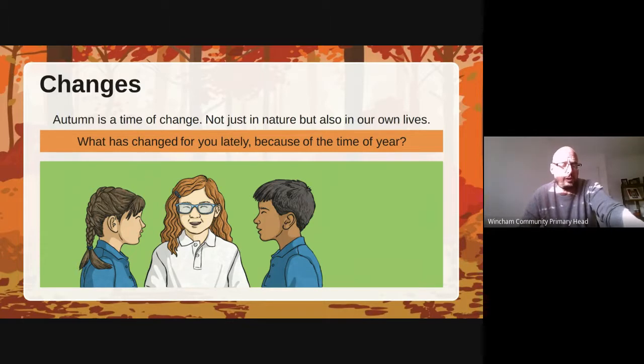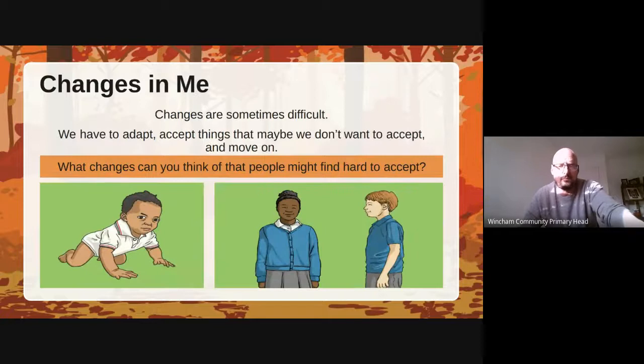And because of coronavirus, we've been back in bubbles and then not in bubbles. And it's all been complicated. So there's been lots and lots of change in our lives. And changes are sometimes difficult, and we have to adapt and accept things that maybe we don't want to accept and move on. So what changes can you think of that people might find hard to accept? And I've just given one example with COVID restrictions. That's had to change for us. What other changes might you have had that you find hard to accept? Pause the video and have a chat as a class.